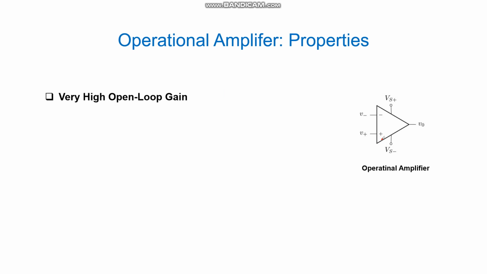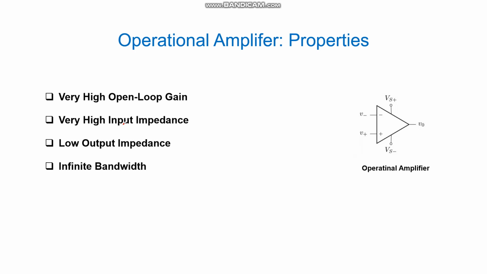First of all, an operational amplifier has very high open loop gain. And an operational amplifier has very high input impedance, which ensures zero current flow into input terminals. Output impedance of an operational amplifier is very low, which allows operational amplifiers to drive heavy loads without any voltage drop. And last but not least, an operational amplifier has an infinite bandwidth. For an ideal op-amp, the open loop gain is infinite and the input impedance is also infinite, but output impedance is zero.